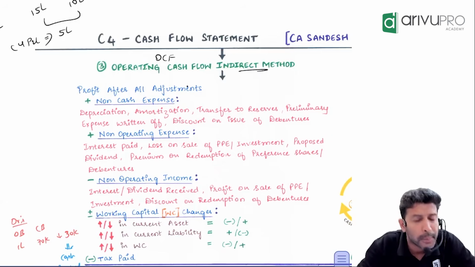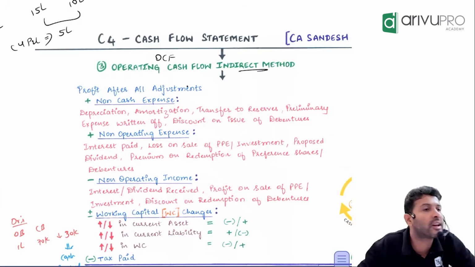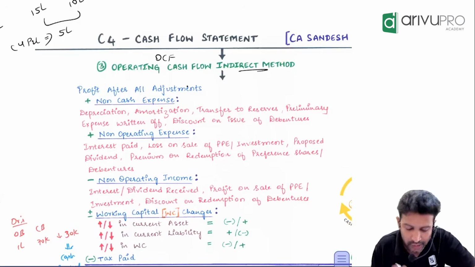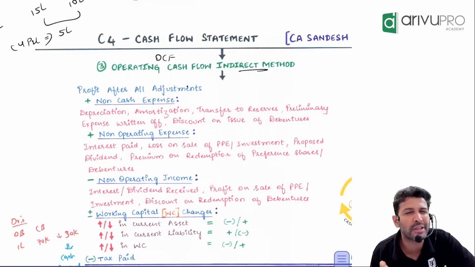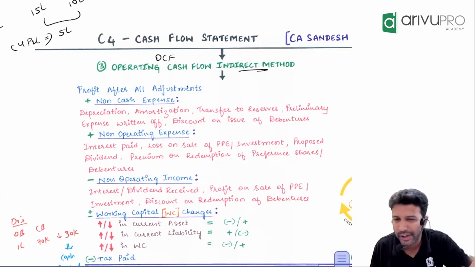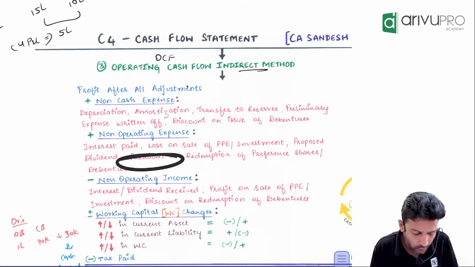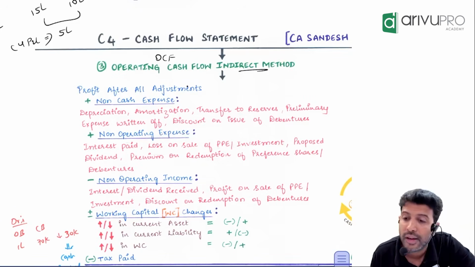Yes, but interest paid is an operating activity or a financing activity? Financing activity, but unnecessarily your operating cash flow has got reduced. What to do? Add back. Hence, if you have any non-operating expenditures, you need to add back. Examples are interest paid. Dividend paid is not an expense, but yeah, that also will come here. Okay, and loss on sale of your investment.